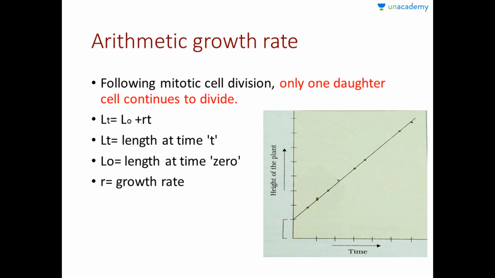To talk of the arithmetic growth rate, I told you only one daughter cell continues to divide. We have a graph over here that is very important, and the graph equation goes as a straight line, that is y = mx + c, or Lt = L0 + rt, where Lt is the length of the plant at time t, L0 is the length at time 0, or the time from which we started observing the plant. The term 0 means the time from which an experimenter or we all started observing the plant, and r is the growth rate. Growth rate means the growth per unit time, whatever the time unit has been taken.